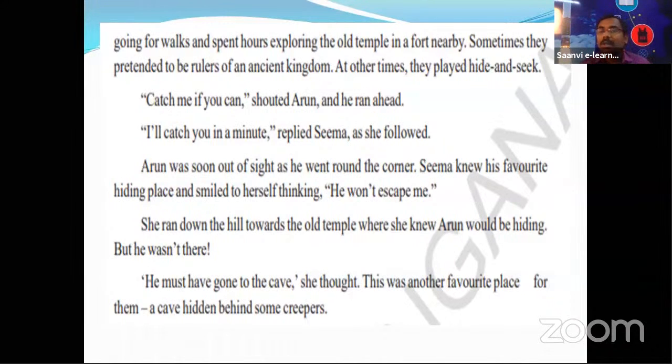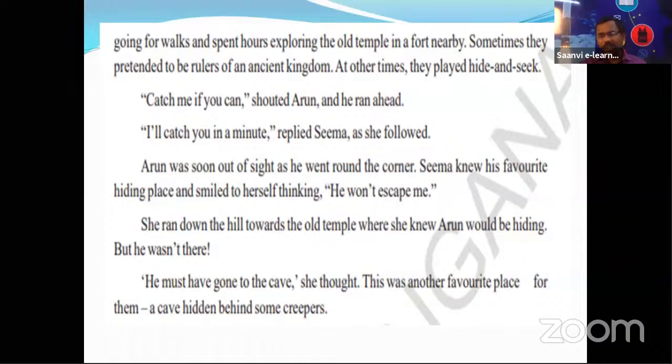At other times, they played hide and seek. As I told you earlier, children, they would always love to play hide and seek, isn't it? So you all love playing hide and seek. Then catch me if you can, shouted Arun, and he ran ahead. So what happened here? Arun said, catch Seema if you can, and he ran forward. He ran ahead.